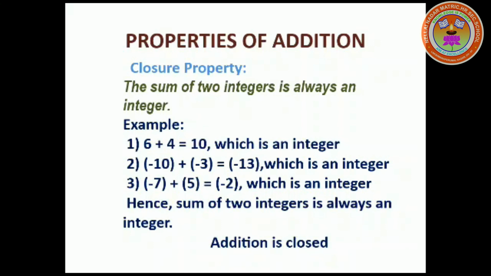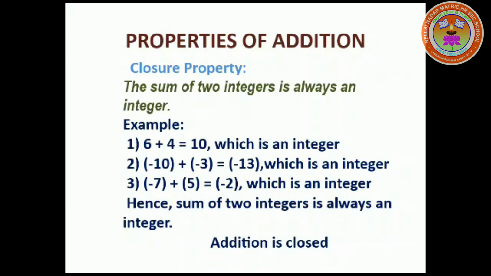The last example, -7 plus 5. Here one number is negative and the other number is positive. So as we learned before, we have to subtract the numbers and put the greater number's symbol. So subtracting 7 minus 5 is 2 and the greater number has minus, so it becomes -2. -2 is also an integer.